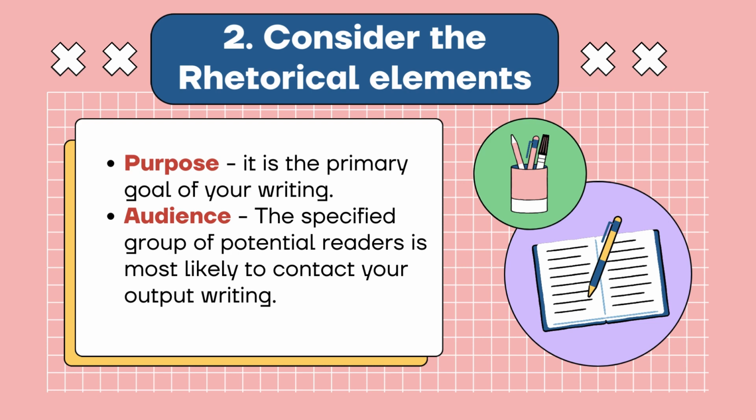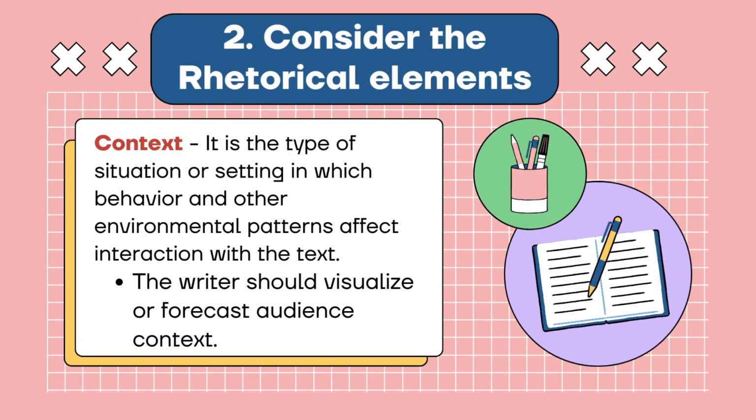The next one is audience. The specified group of potential readers is most likely to contact your output writing. Audience are the ones who will read what you've written. When you're writing for academics, your audience is usually a broader group, so you need to keep your writing clear and convincing for them. Being aware of the formal style of academic writing shows that you respect your readers and understand who they are.